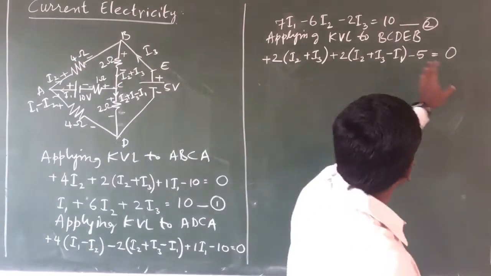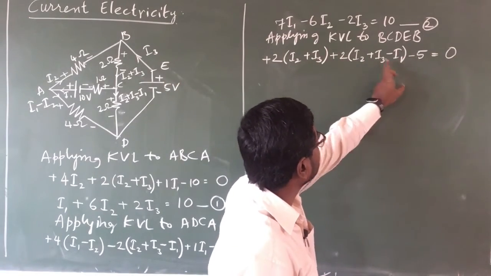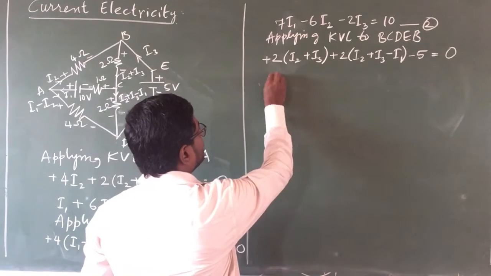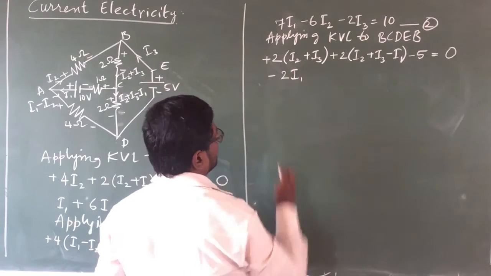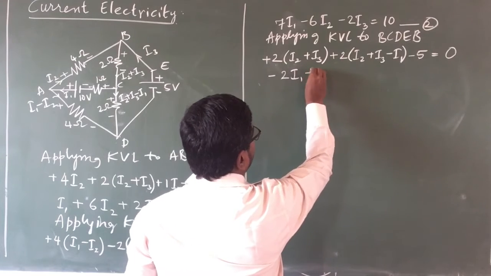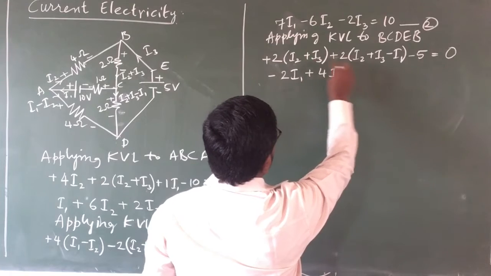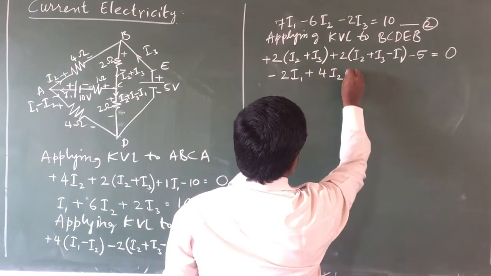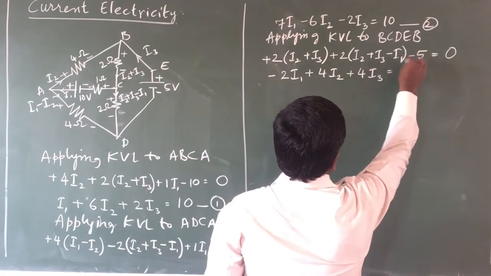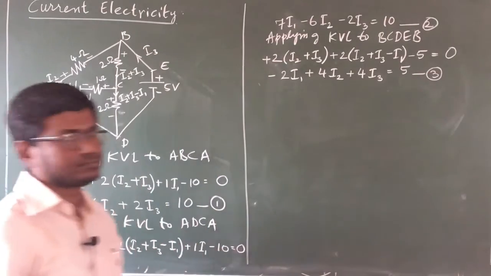Now opening the brackets, how many terms are there? I1 terms are there. There is only one I1 and that is going to be multiplied by this 2. So 2 into minus I1, it gives me minus 2 times of I1. Then I2 terms, there is a plus 2, then again there is a plus 2, so it will be totally plus 4 I2. Then how many I3 terms are there? There is a plus 2, again there is a plus 2, so it will be totally 4 I3 equals, I can shift this 5 to the right hand side and this is going to become my equation number 3.